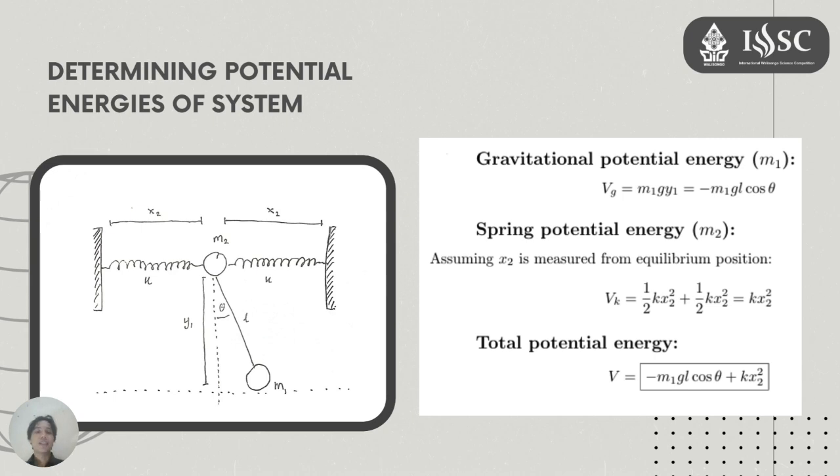Subsequently, we apply the potential energies that work on the system. Firstly, the gravitational potential energy of M1, the pendulum, is Vg is equal to M1 g y1. So we substitute y1 and we have the potential energy. After that, we have the spring potential energy of M2, with the assumption that x2 is measured from the equilibrium position: Vk is equal to half k x2 squared plus half k x2 squared is equal to k x2 squared, with k the spring constant. So we sum the gravitational potential and spring potential, and the total potential energy is equal to minus M1 g L cos theta plus k x2 squared.